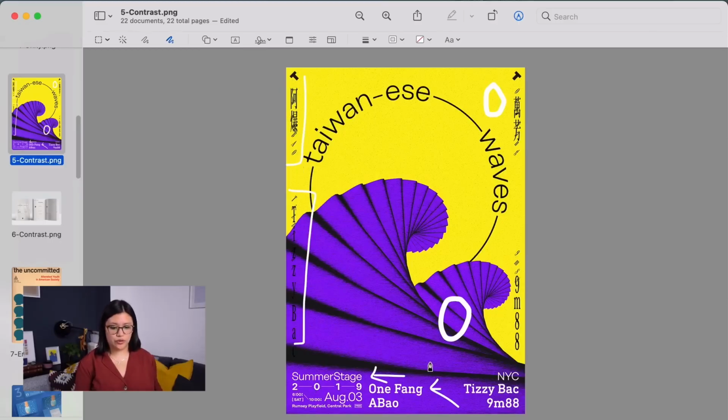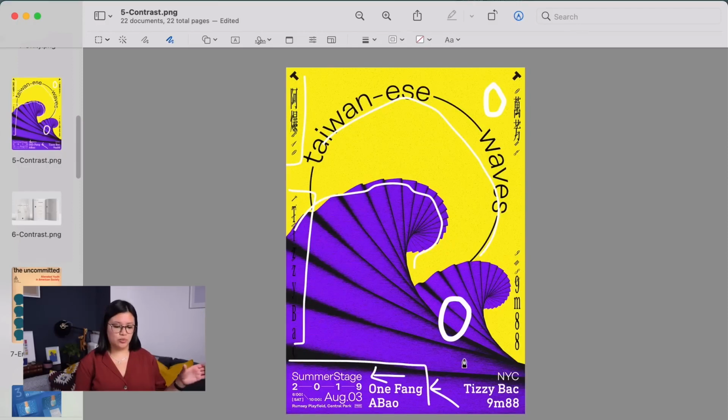So these also create contrast. And then we can see contrast in shape, where it says Taiwanese waves. That is a circle or a circular shape, and so are the waves, right? And then we have the typefaces or the text boxes that are just blocks. So that creates also contrast in shapes.